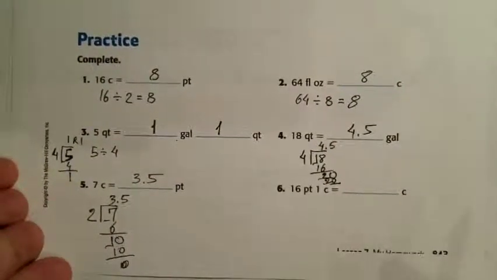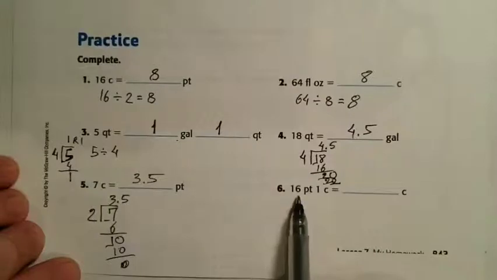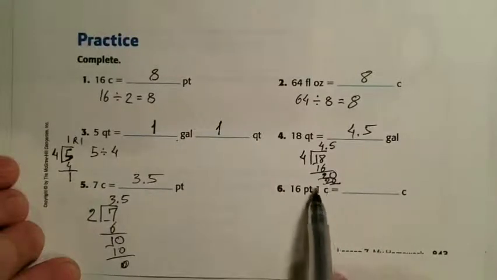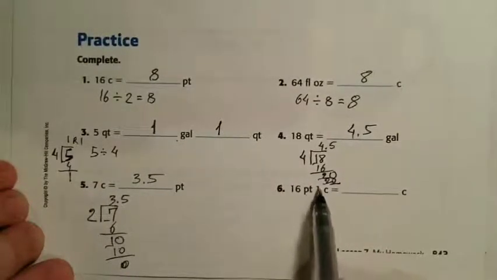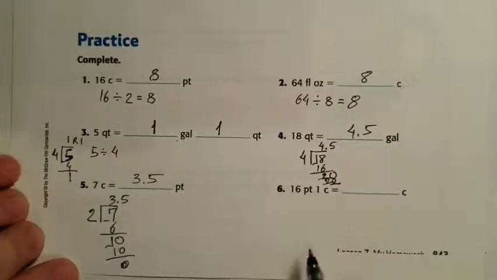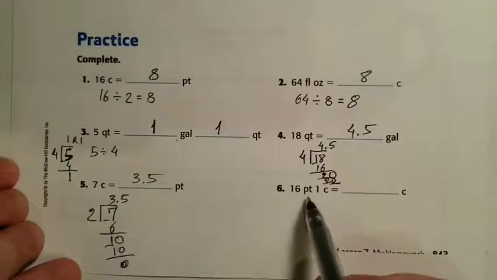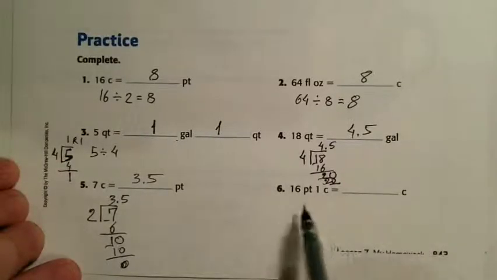All right, on to number 6. 16 pints and 1 cup. When you have a situation like that, you first do the conversion, and then you just add 1 more cup to it. So, pints to cups.